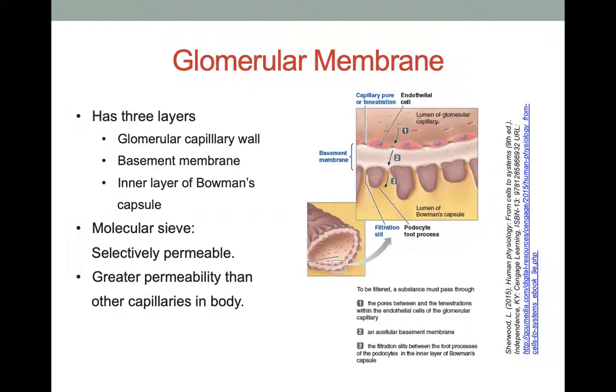Overall, the purpose of these membranes is to act as a molecular sieve where they catch some things and let others pass. That's where we get our selectively permeable membrane here. Basically, it's going to retain the blood cells and the plasma proteins, but allow the water and other solutes of small molecular dimension to pass through it. And then finally, there are capillary beds throughout the body. The glomerular membrane has a much greater permeability than other capillaries in the body, just because of what's going on here in the filtration process we're going through.